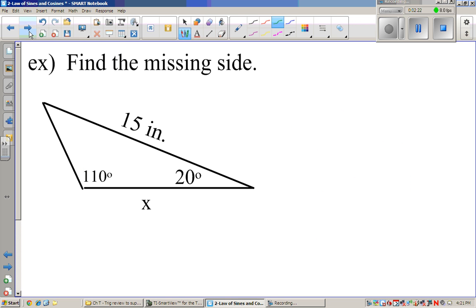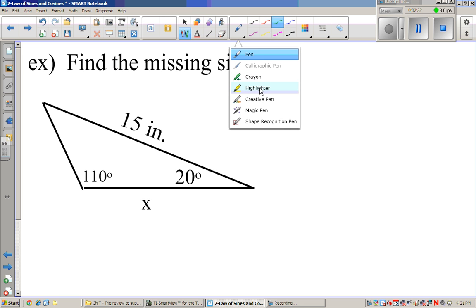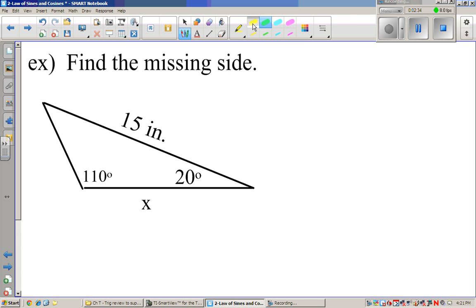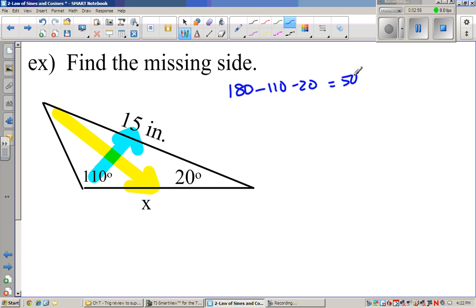All right, let's try another one. In this one, we are looking for side x, and its opposite, oh wait, that angle's not even there, so that's kind of a problem because we're trying to find side x, and it's going to be opposite that angle. Now what we do have opposite each other is, look at this, the 110 and the 15, so we're good to go on that. Now recall that the angles of a triangle add up to 180, so we can take 180 minus 110 minus 20, and that's going to give us a 50-degree angle up here.